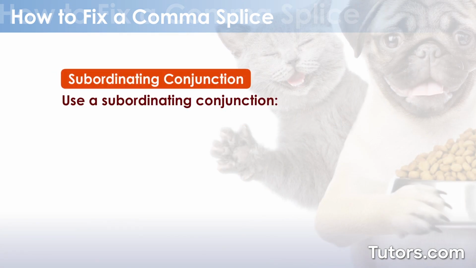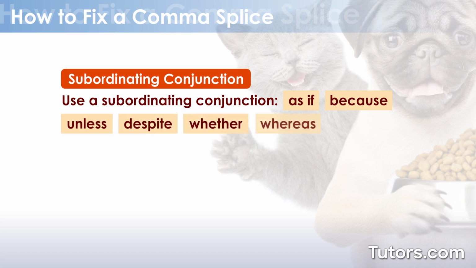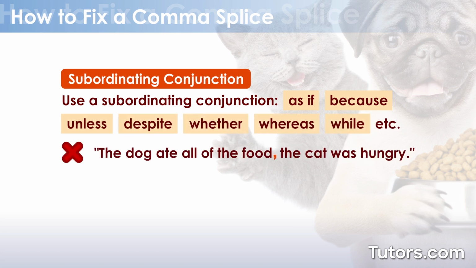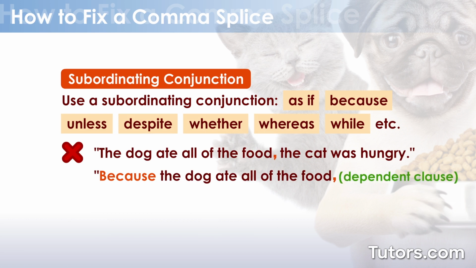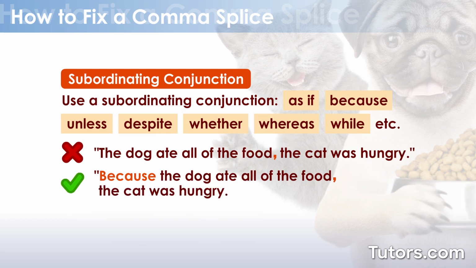Use a subordinating conjunction like as, if, because, or unless. "Because" the dog makes the first part of the sentence a dependent clause and fixes the comma splice.